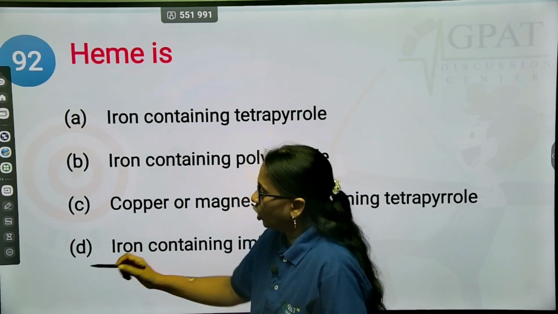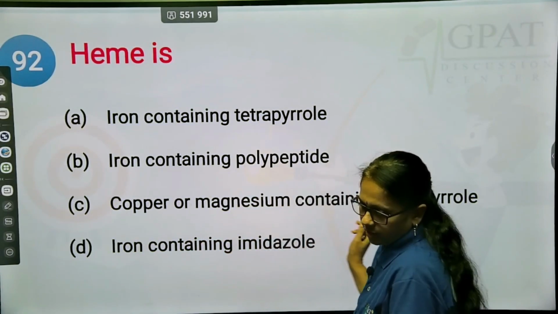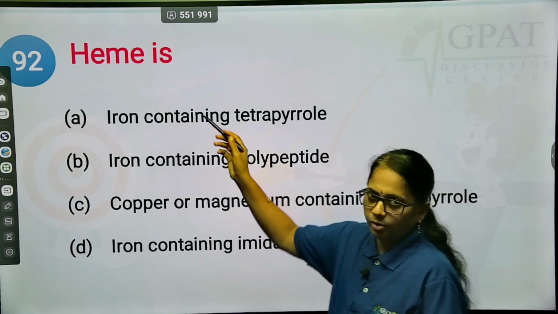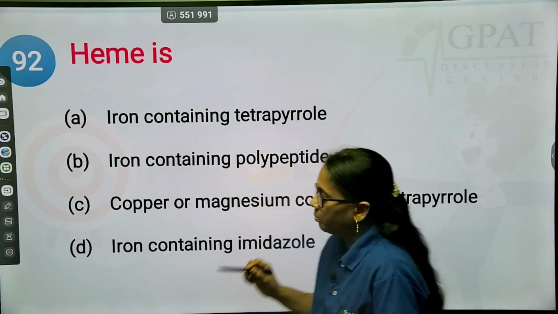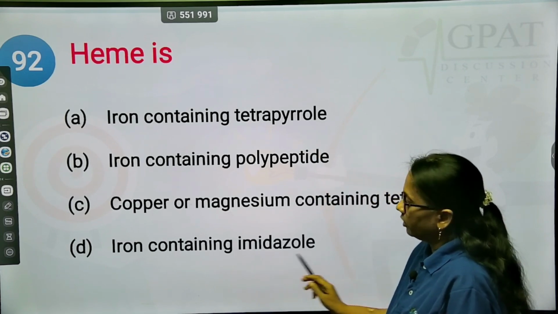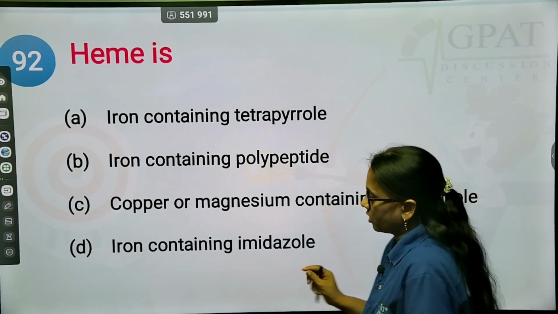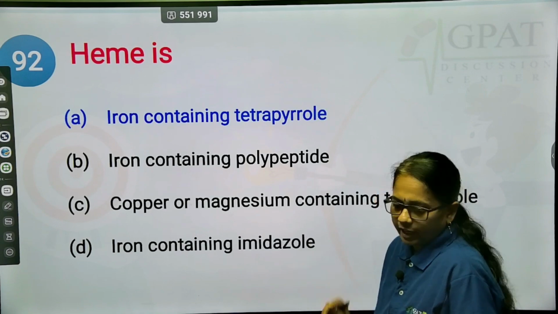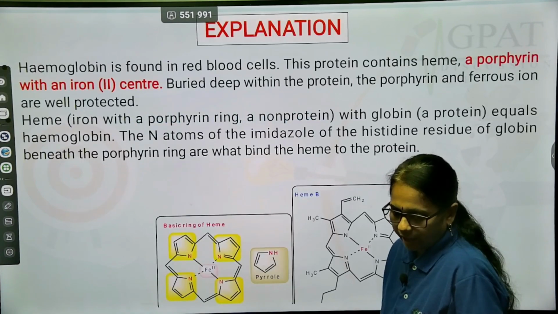Anyhow, option C is nowhere matching, because we know that heme is going to contain iron. The only thing you need to know is whether it is a tetrapyrrole, a polypeptide, or an imidazole moiety. So structurally, what could be the right option? Let us see the explanation for this.